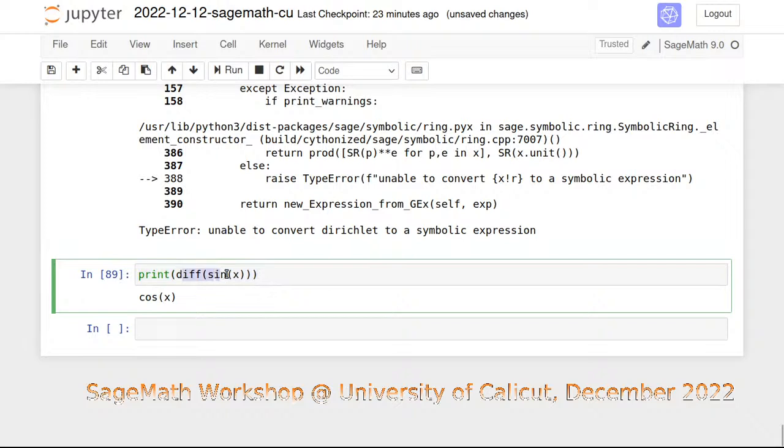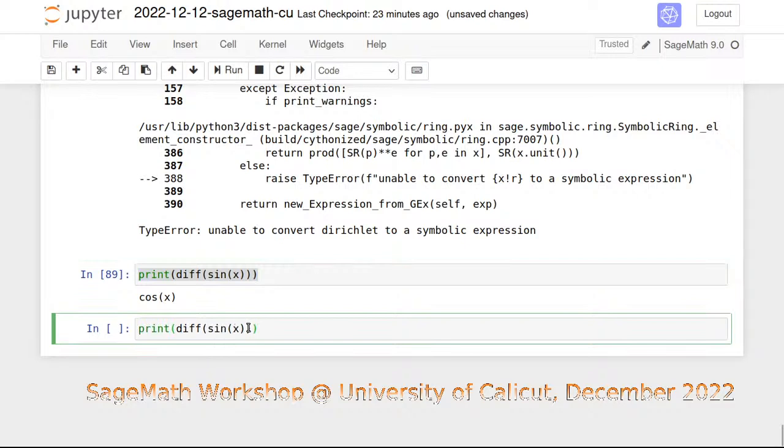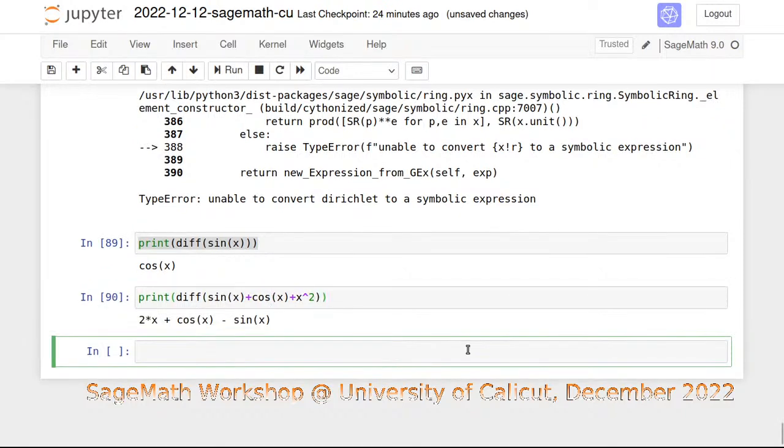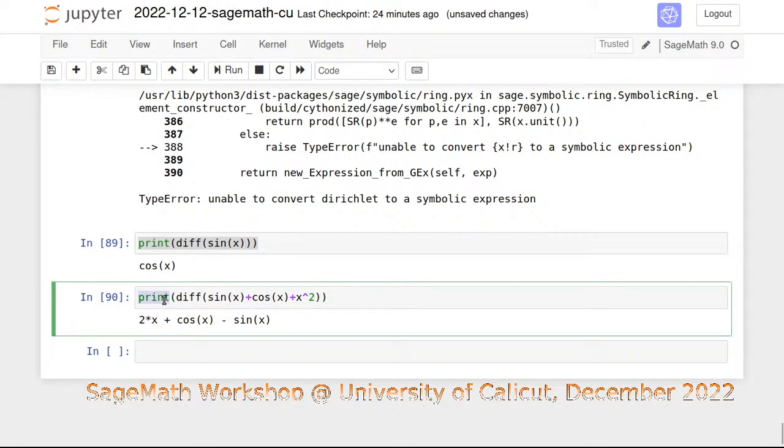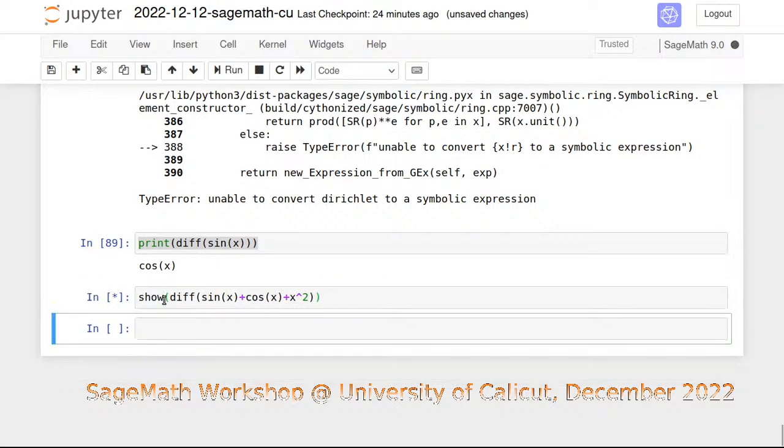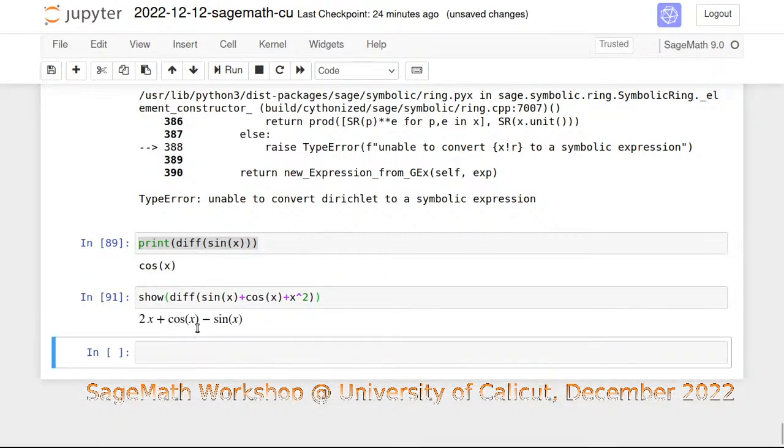Now, you can perform sin x plus cos x as well, and plus even x square. All this makes sense, and if you use the show command, you will get a much better output.